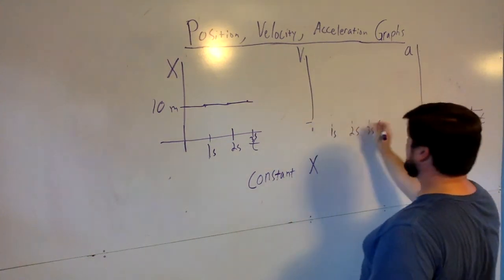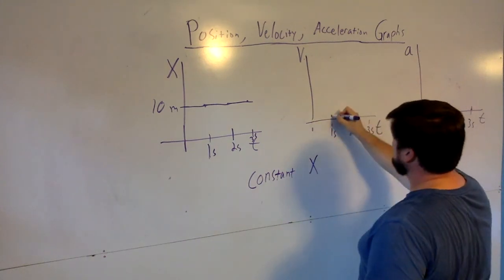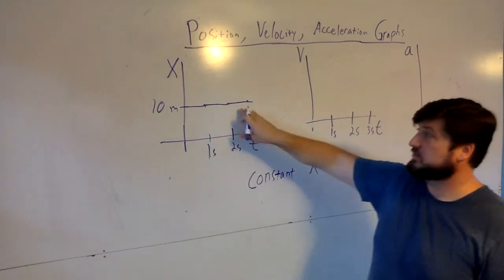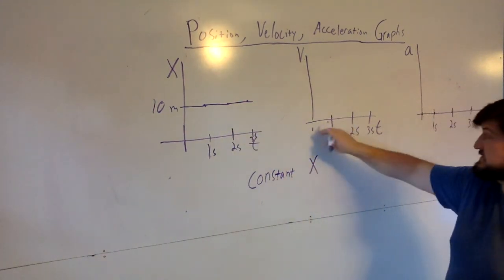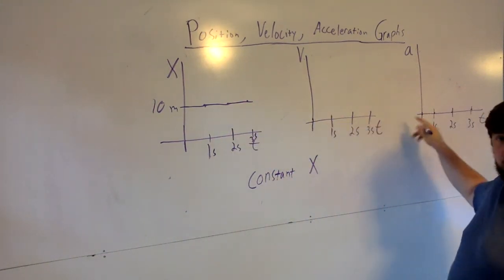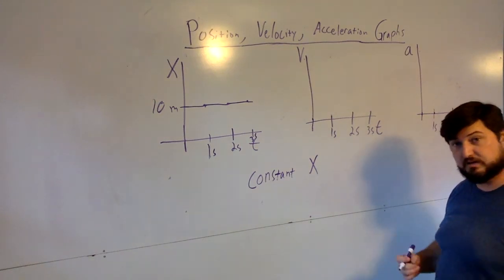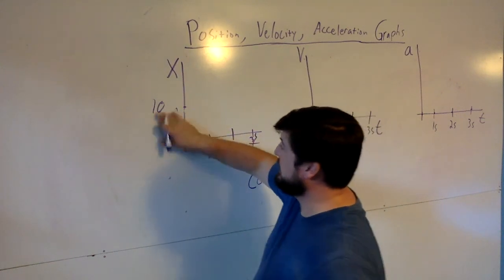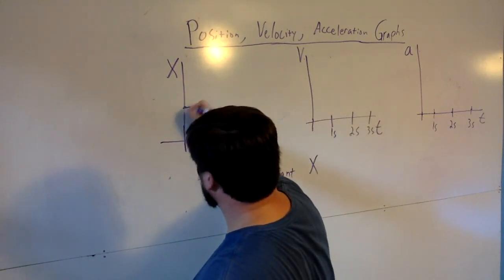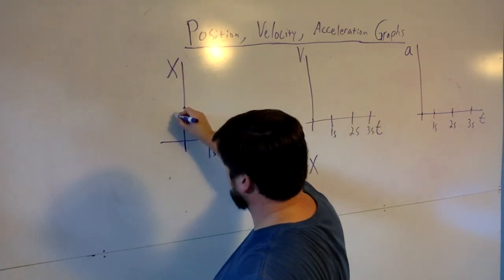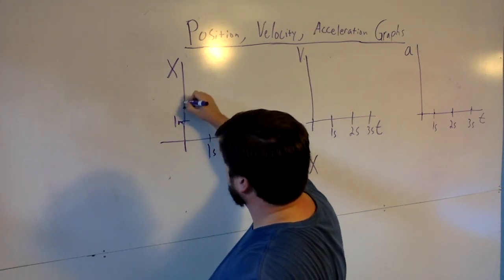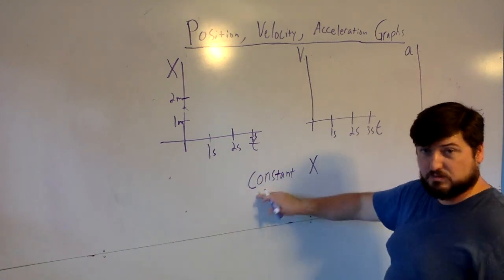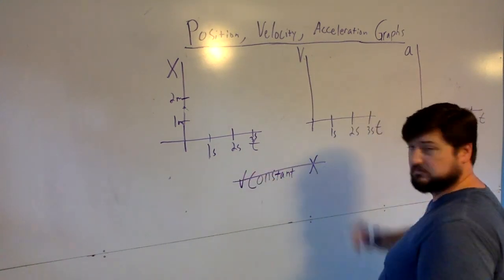Okay, so for constant position, unchanging position, you're going to have a flat line here, and you're basically just going to have a flat line at 0 for both velocity and acceleration. Very uninteresting. Okay, so let's take the next example where I have, well, let's put a couple more increments on here. Let's say 1 meter, 2 meters. Let's say now instead of a constant x, we've checked that one off the list. Okay, that one's gone, all right?